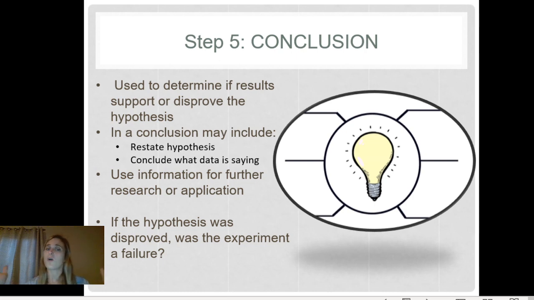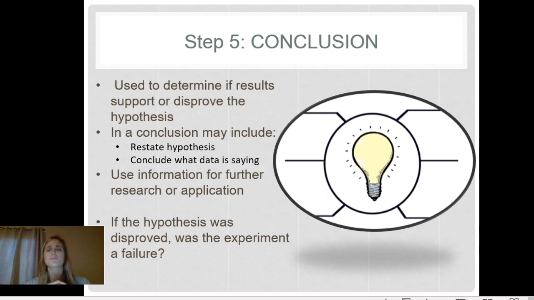So you get through all your experimentation, you get all of your data, and you take a look and say, okay, based on this data, is that supporting my original hypothesis? Does the data support my hypothesis, support my prediction? Or is it actually the opposite, and does it disprove my prediction?